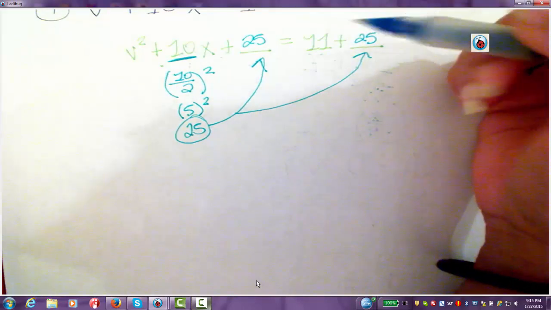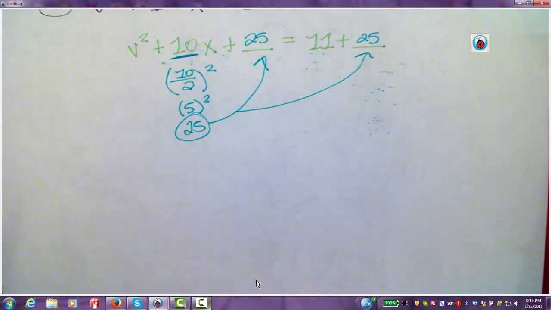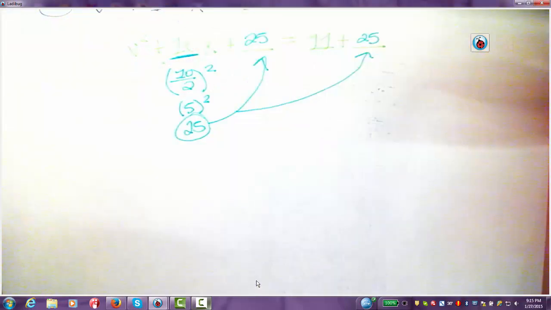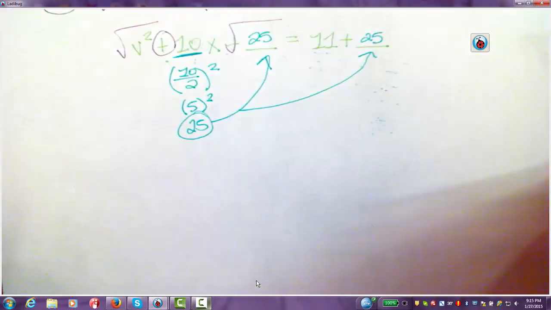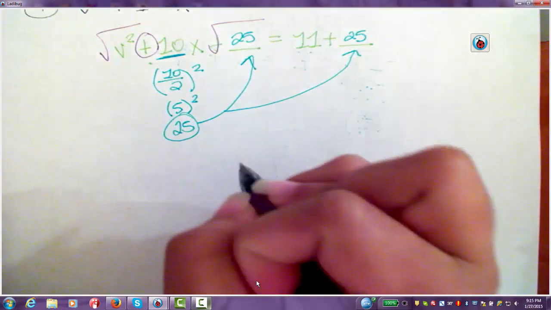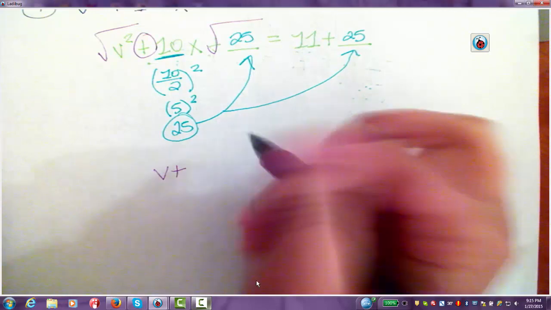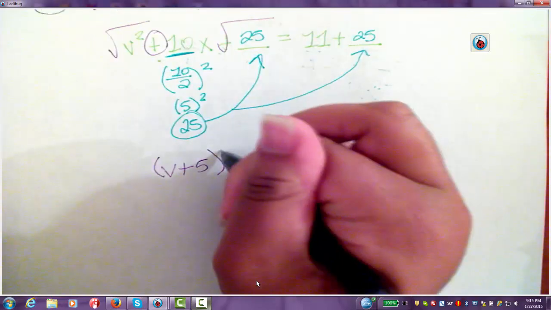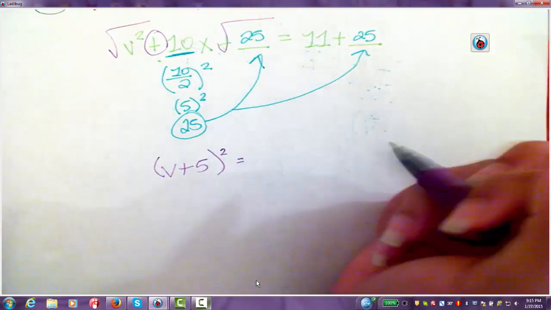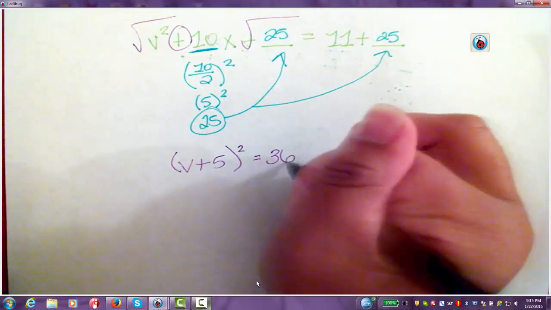So the way we factor, we take the square root, keep the sign, take the square root. So the square root of v squared is v. We keep the sign. And then the square root of 25 is 5. So we get the quantity v plus 5 squared equals 11 plus 25. And 11 plus 25 is 36. So now we are good to solve.